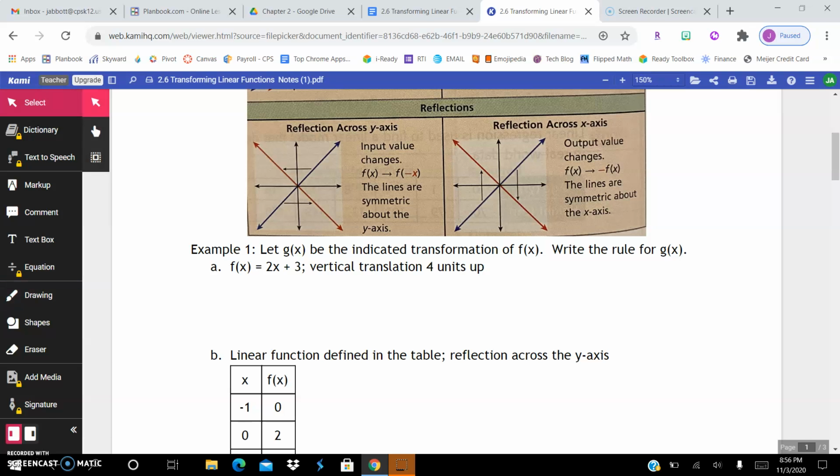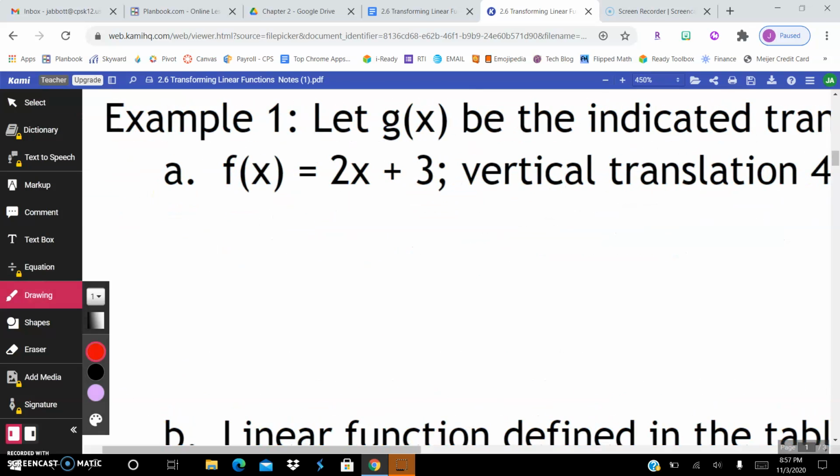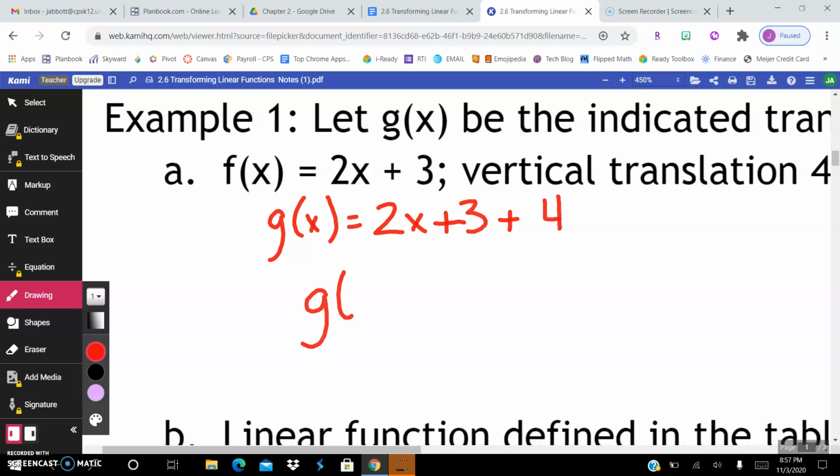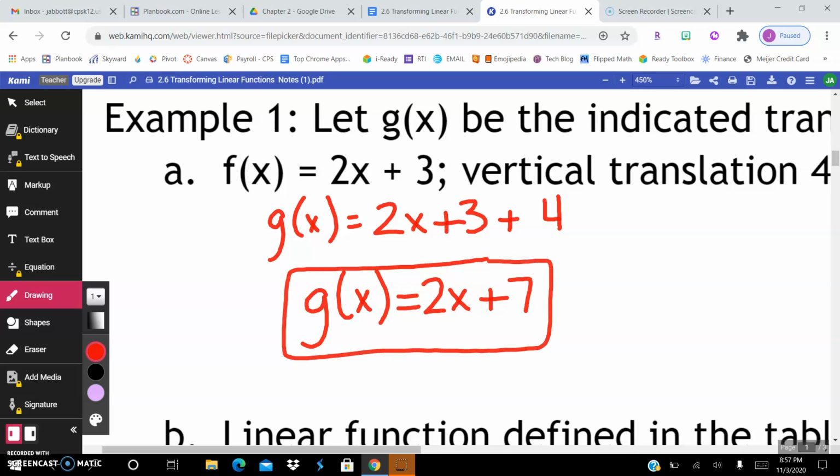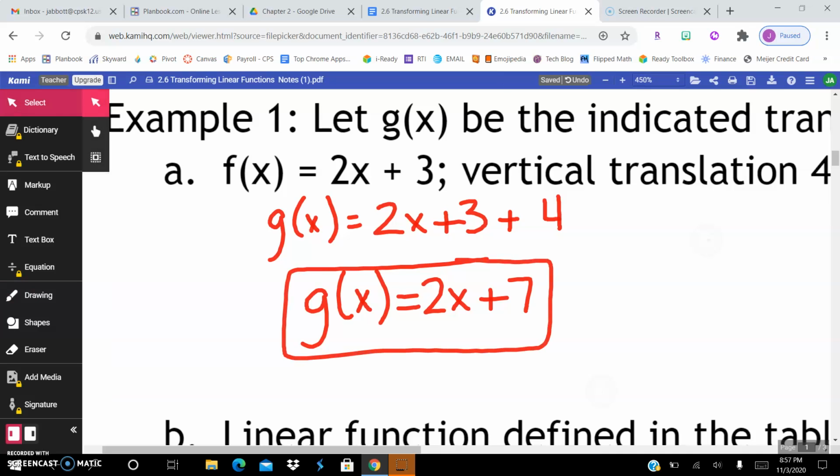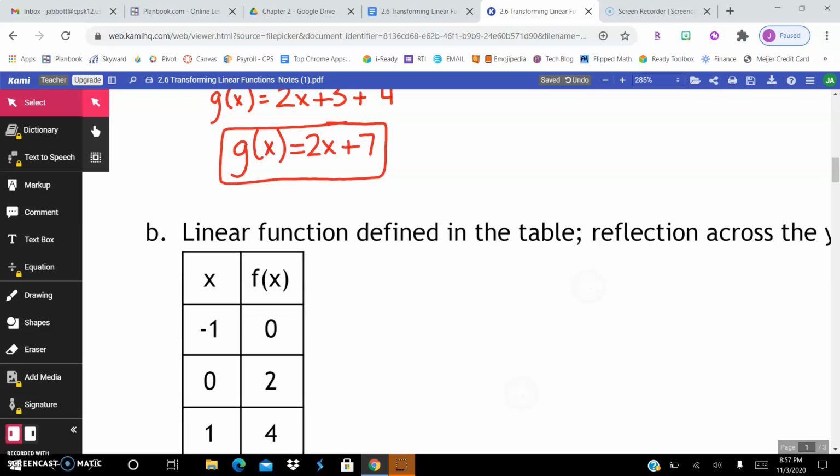So we're going to have g of x equals 2x plus 3, and then we have to add 4 onto the end of that. To simplify that, we have g of x equals 2x plus 7. So that is our new equation after the translation 4 units up.